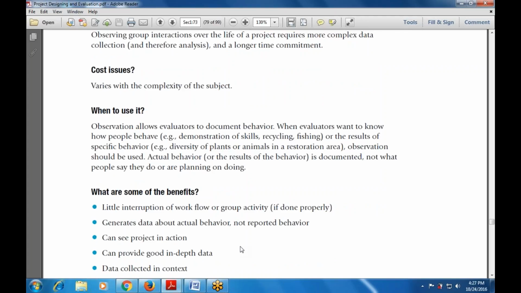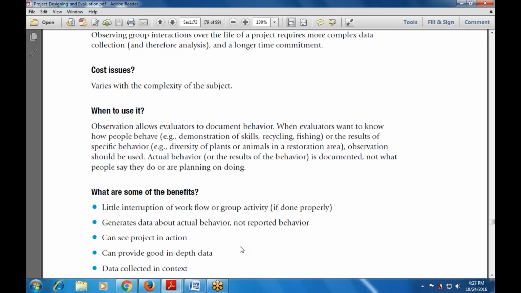Then the next one is it generates data about the actual behavior, not the reported behavior. In the sense that we focus on the main observation, on the live object, that is the actual behavior, not the reported behavior. Then we can also see the project in action, whatever the target, whatever the deadline we have. Project in action means what is the status of the project, whether it is showing a good status or a bad status.